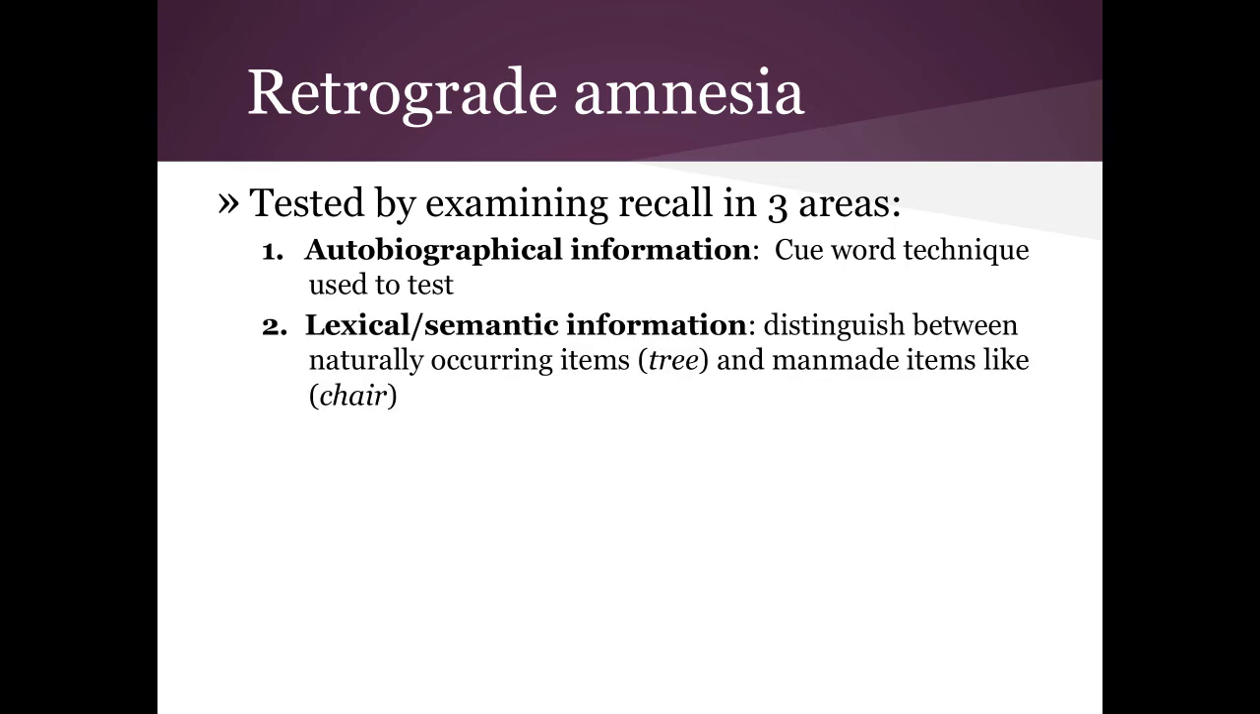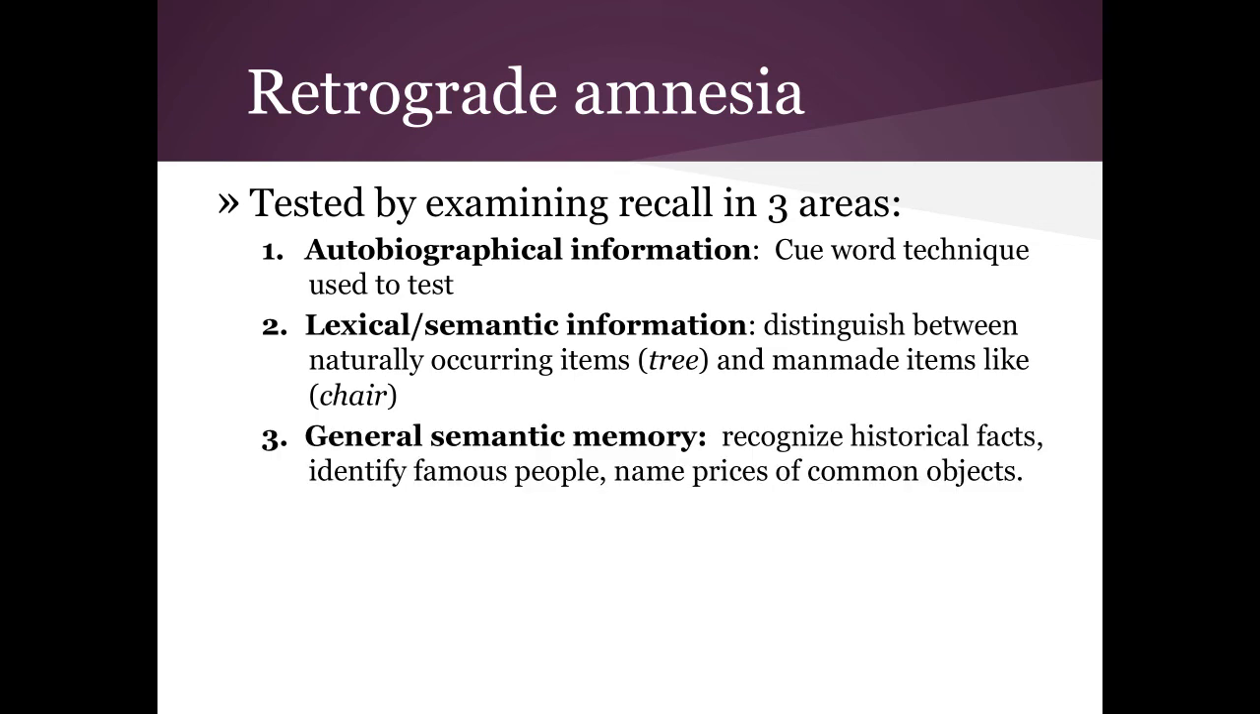We might also use lexical and semantic information to test their different types of amnesias. So just having individuals distinguish between things that occur naturally versus man-made. That's getting at this semantic information. Do you know the difference between these two things? A tree is natural, a chair is man-made. And then finally, we might just test their general semantic memory. So asking them if they know important dates, if they recognize famous people, or the prices of common objects. So these are all things that we might use to get at retrograde amnesia.